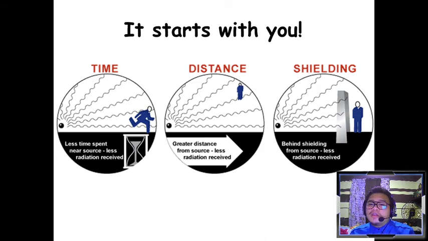And shielding. Behind shielding from the source, less radiation received. Like for example, I am using anti-radiation glasses right now. So in this case, you can also have other sorts of instruments that you can use. And even what's trending right now is the use of plants, no? Because there are some plants that help absorb radiation. So you can even apply that strategy in your homes.